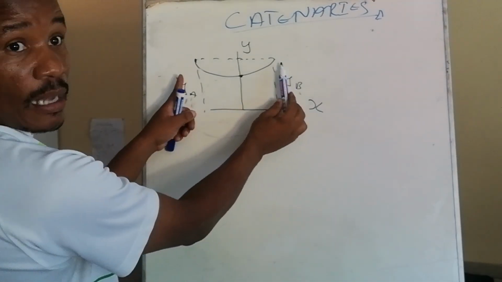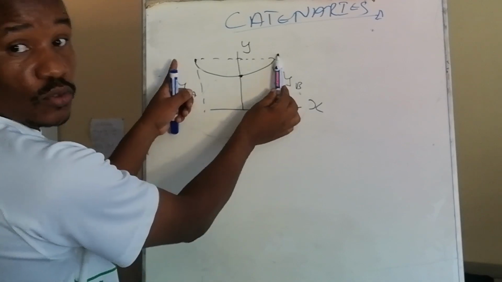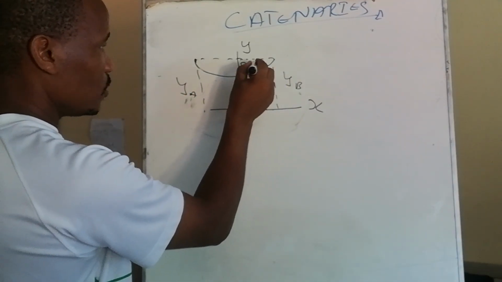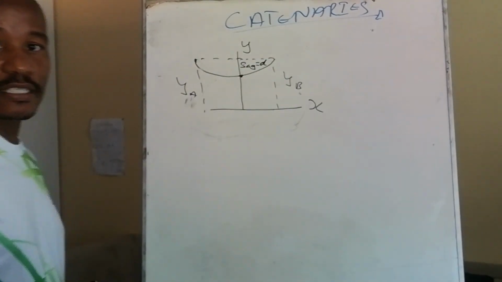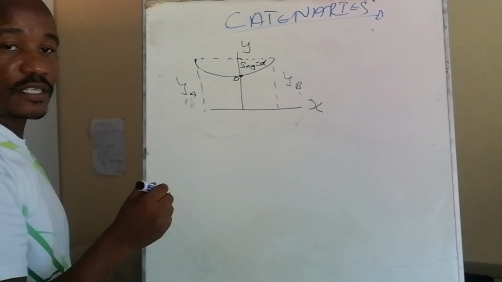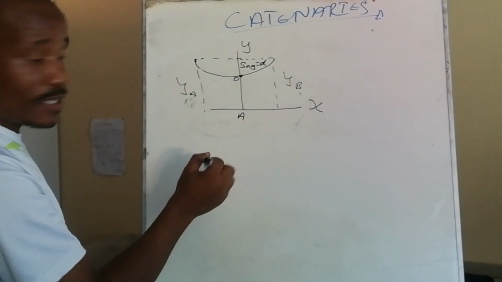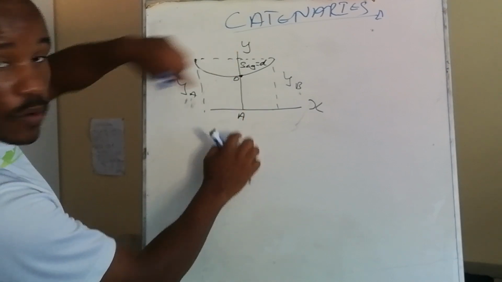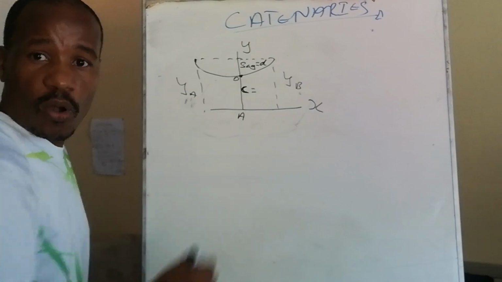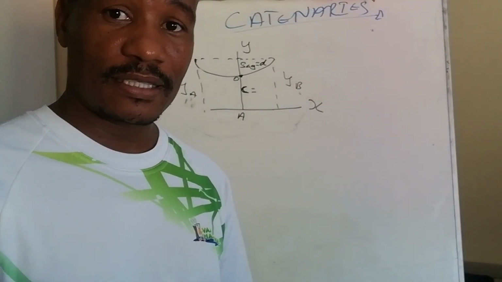Of course, if the supports are on the same level, like this one, let's assume this is at the same level. So this sag is denoted by the symbol D. And let's say this is our point of origin, O, and then this is point A. The distance between OA is denoted by the symbol C, and it is called the parameter of the catenary.